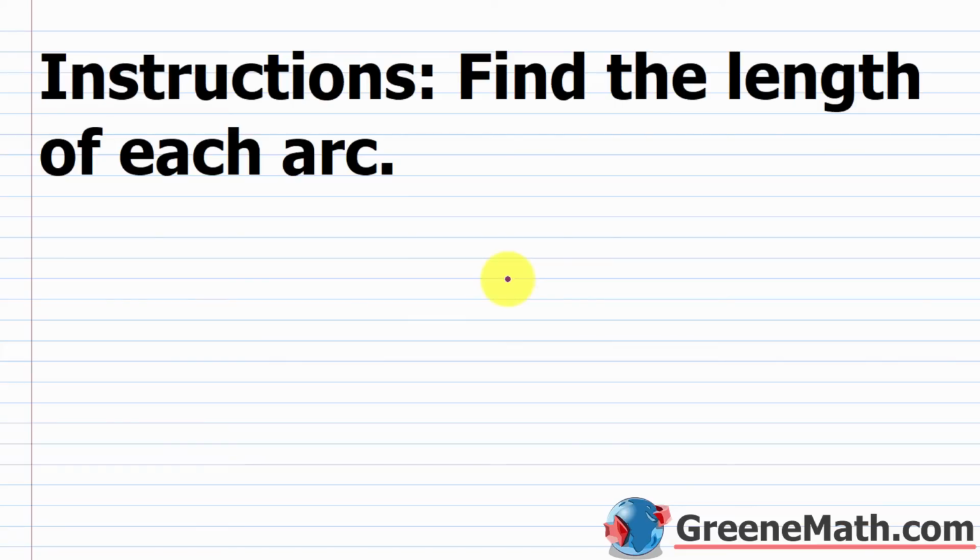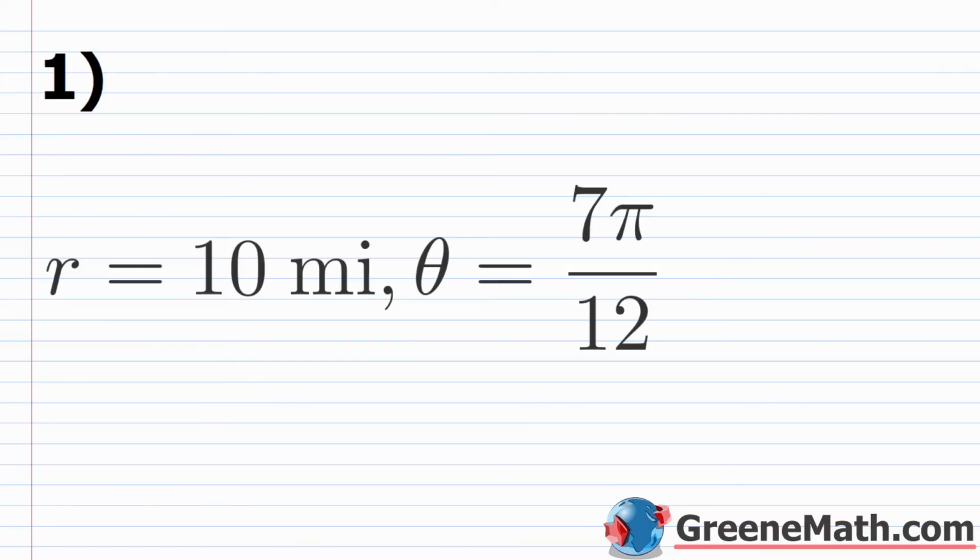All right, let's take a look at the practice test. We're asked to find the length of each arc. And for the first problem, we're given a radius that's 10 miles, and then our theta is 7 pi over 12. So if you're not given degrees and you're in a trigonometry course, then you assume that this is in radians, right? I don't need to write out radians like this.